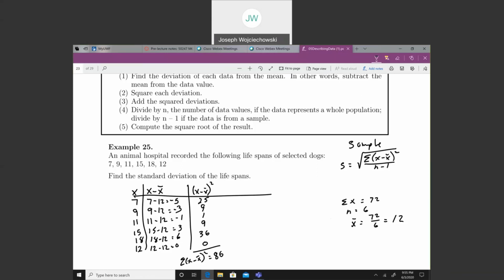Divide by, in this case, n minus 1. So I need 80 divided by 6 minus 1, which is 80 divided by 5, which is 16. And then compute the square root. The square root of 16 is 4. So s is equal to 4. We could say 4 years.